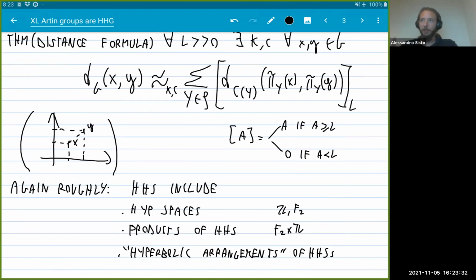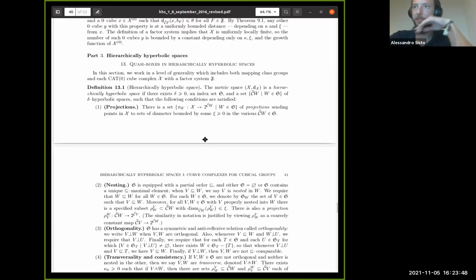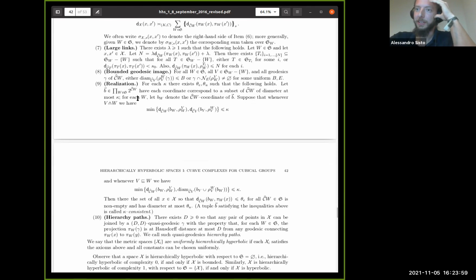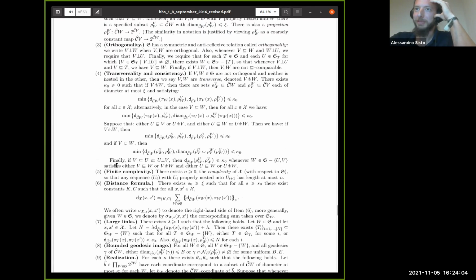And right, I'm not going to say more about what an HHS is, and the reason is that there is an unfortunate feature of the definition, which is that I'm going to just show you now the definition. This is the definition, or at least the first version of the definition, which got streamlined a little bit. It is what it is.